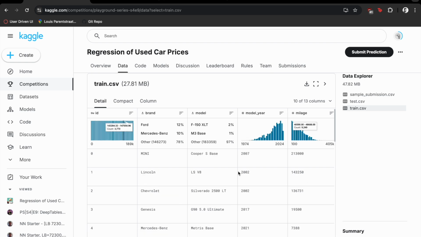Now that we have a decent understanding of the competition and the type of data we are dealing with, let us start building our first model.